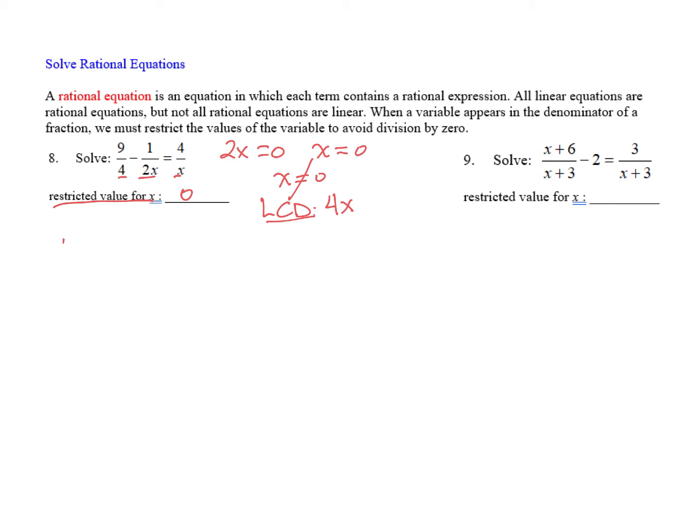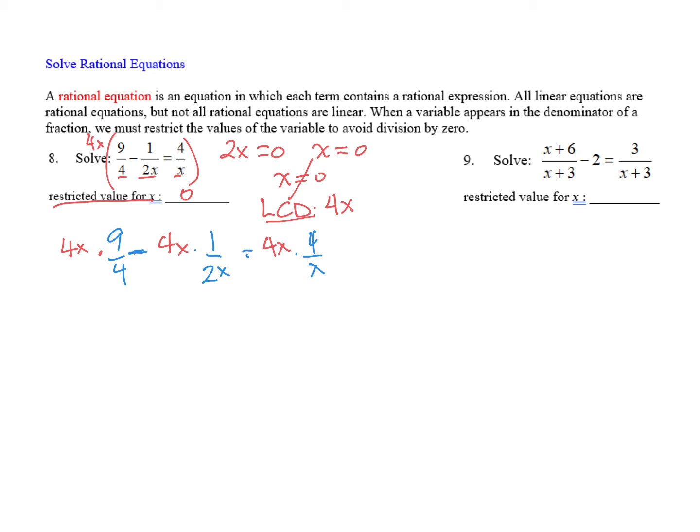So I have 4x, and I'm going to multiply that by everything here. Everything gets multiplied by 4x. So 4x times 9 over 4 minus 4x times 1 over 2x equals 4x times 4 over x.